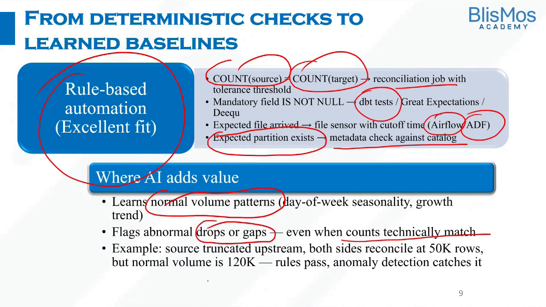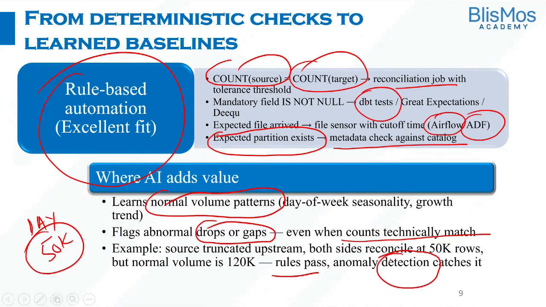The example I want to take here is, let us say on a particular day, the data which is getting reconciled is 50K. So the data is actually matching. But the problem is the normal volume is 120K. So technically, rules pass. But with anomaly detection, we are supposed to get 120K on a daily basis, but we got 50K on this particular day. That is when AI can add value.